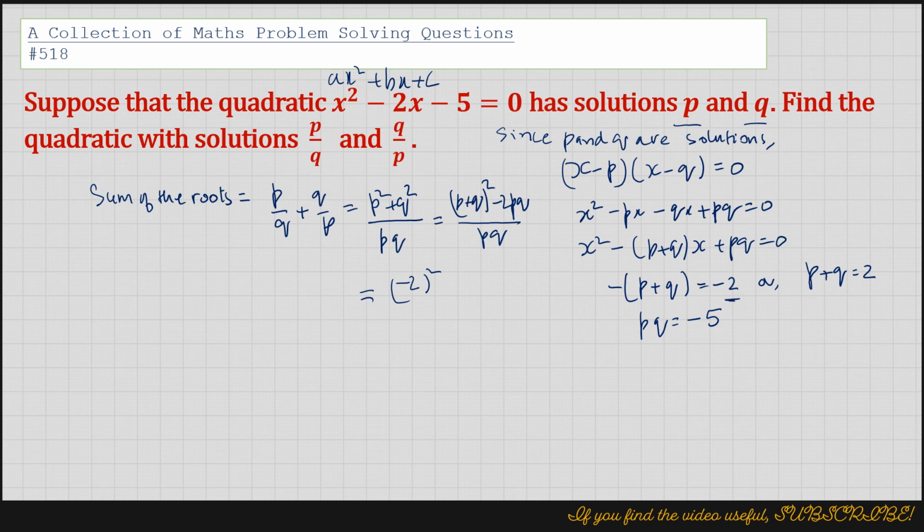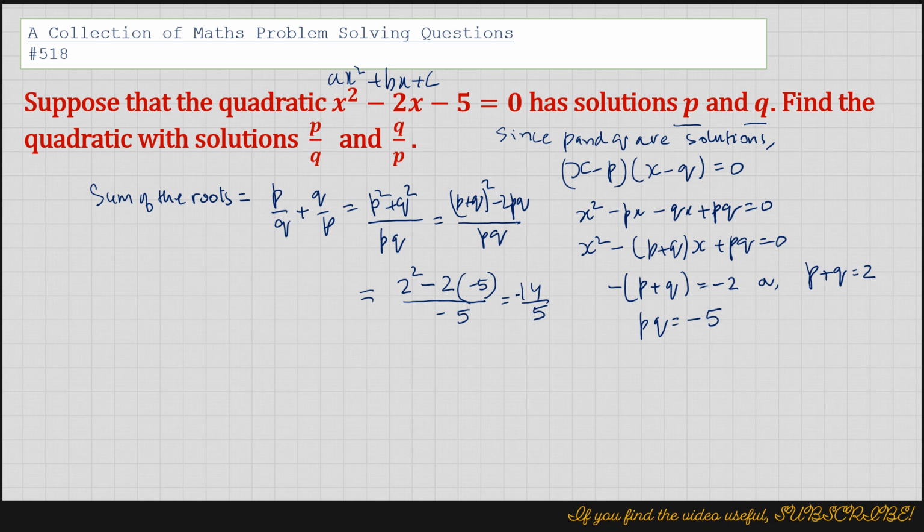From here p plus q is 2, sorry, it's not minus 2, it should be 2. P plus q is 2, so it's 2 squared minus 2 times minus 5, divided by pq, which is minus 5. That equals 4 plus 10, which is 14 out of 5, and minus. Okay, so that's the sum of the roots.